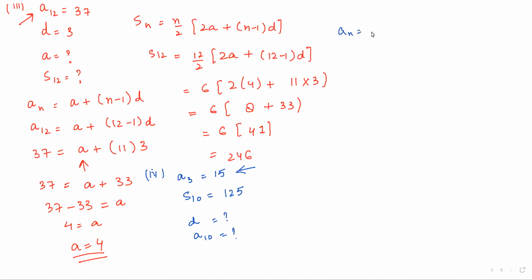Now again, AN is A plus N minus 1 into D. So A3 becomes A plus 3 minus 1 into D, right? Now A is not given, D is also not given, right? Only A3 is given. So 15 is equal to A plus 2 into D, all right?